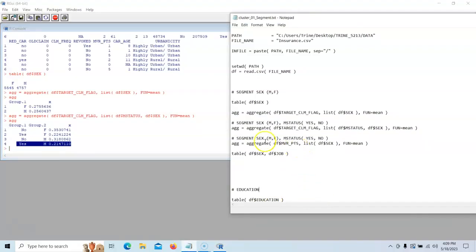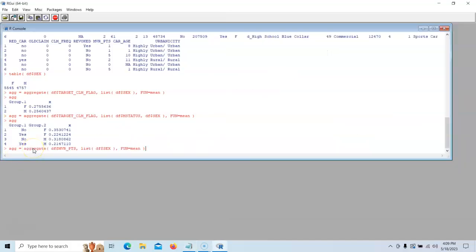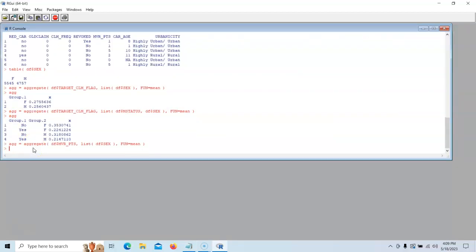I could also look at other things. I don't have to just look at the target. Maybe there's something else here. Maybe it's the MVR points. This is how many traffic tickets you have. So let's look at your sex and then look at how many traffic tickets you have. Maybe it's not the crashing of the car. Maybe it's just that our customer base has more traffic tickets, and when you like to speed, you tend to get into more crashes. So let's look at that.